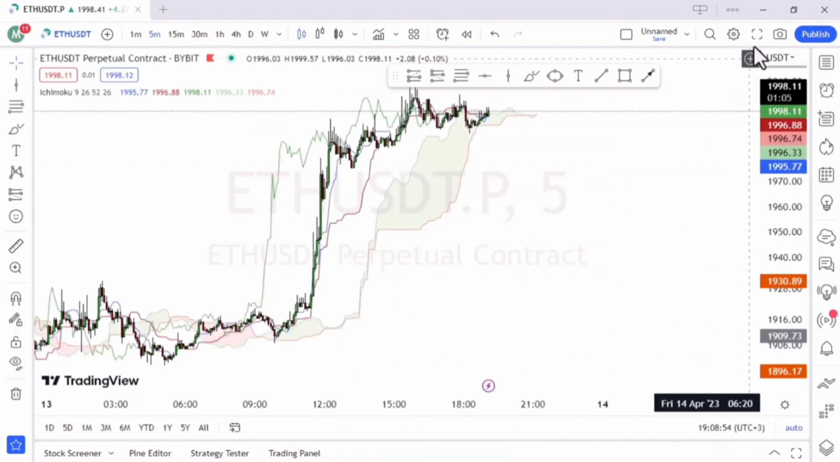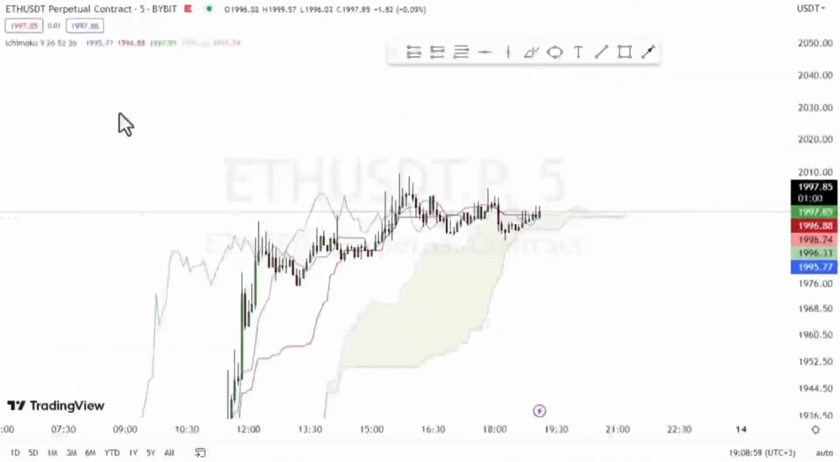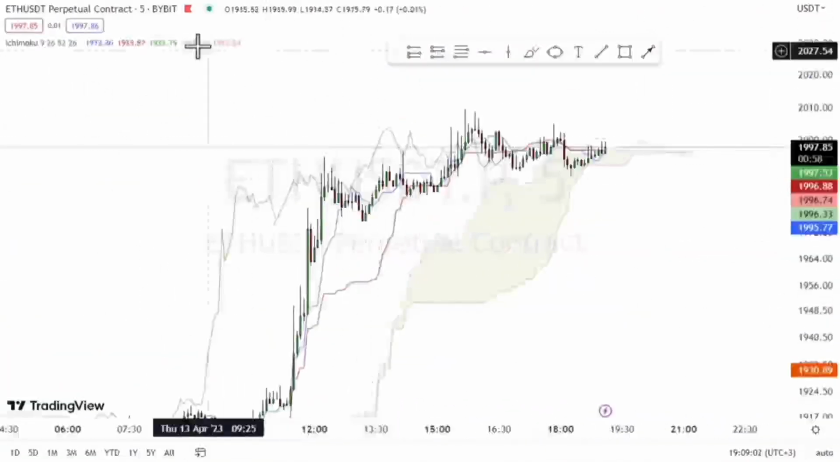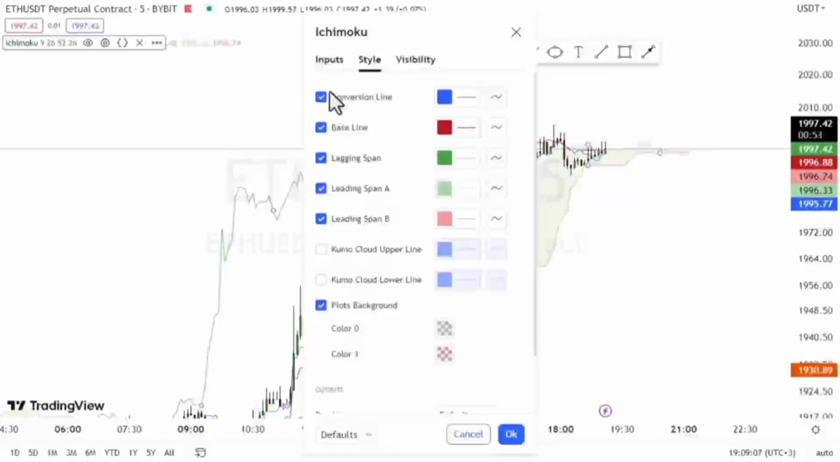As you can see, it's messy. There is lots of data on the chart. What are these all about? What are they telling us? Let me click on the settings, not to change anything, but only to get to know them.